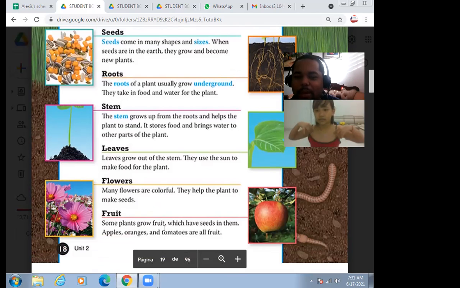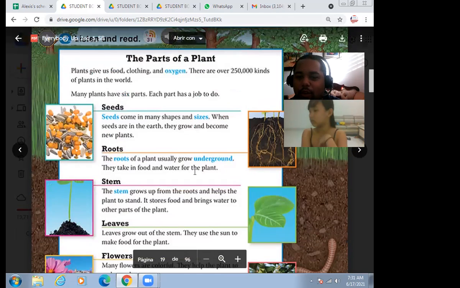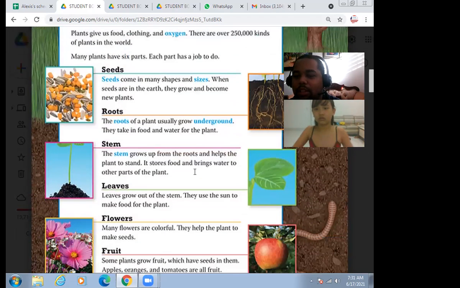That is correct. Let me ask you some questions. I am going to start with the seeds. What did you say about the seeds? When the seed is in the earth, it grows and becomes a new plant. That's right. Do they come in only one shape or in many shapes? Many shapes, teacher.